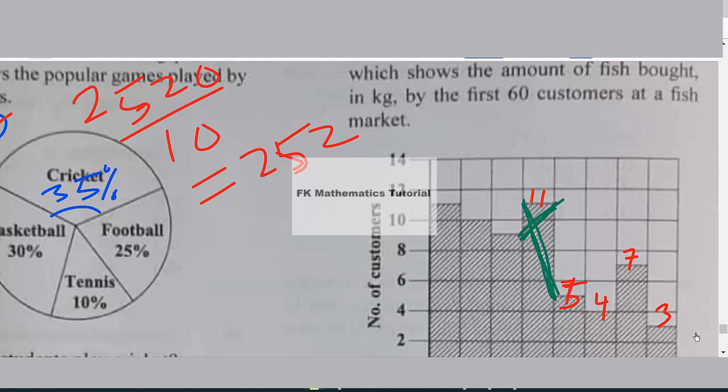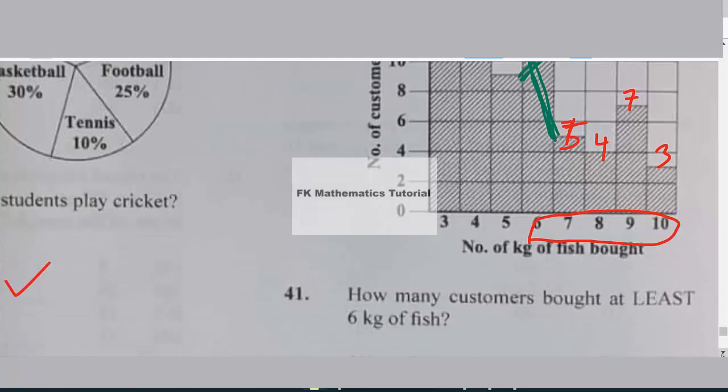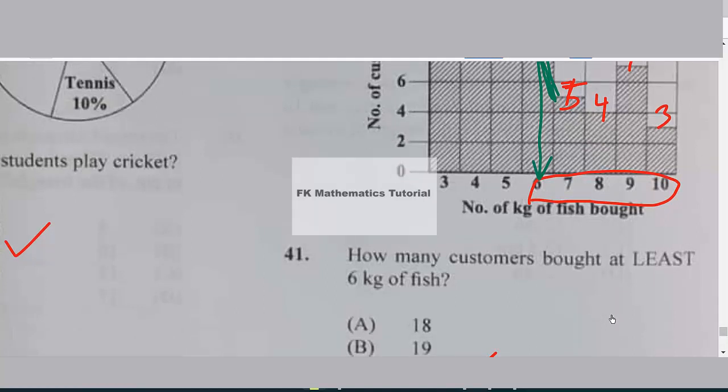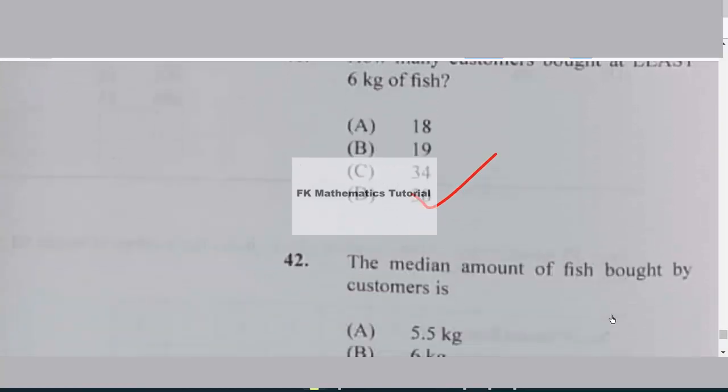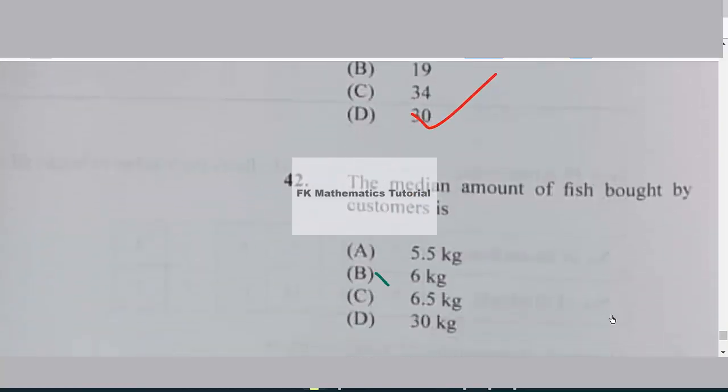So that should link us to 6. That should take us to 6. So that will be 6 kg, which is option B.